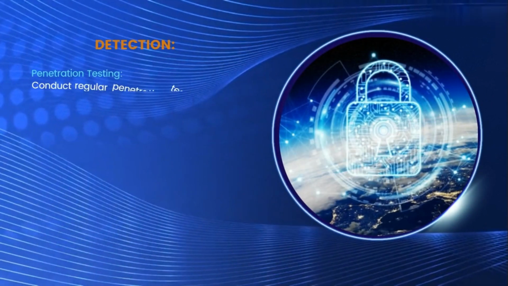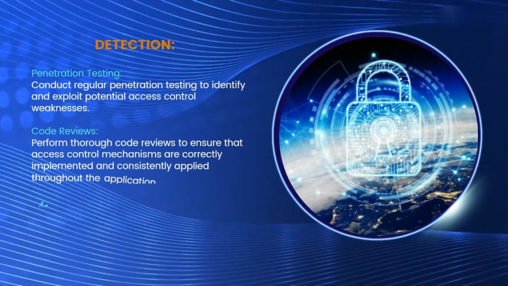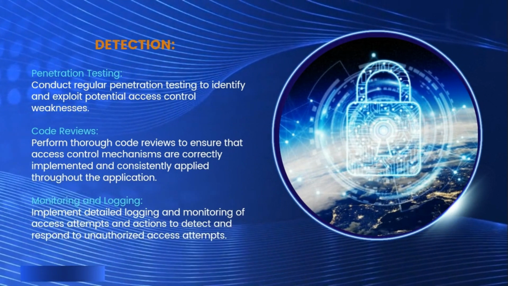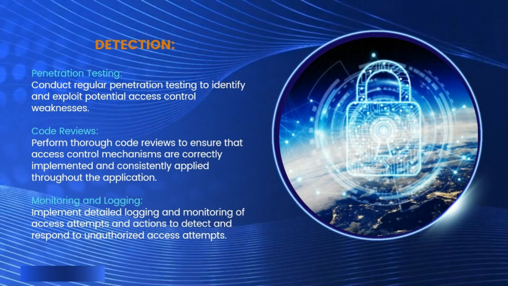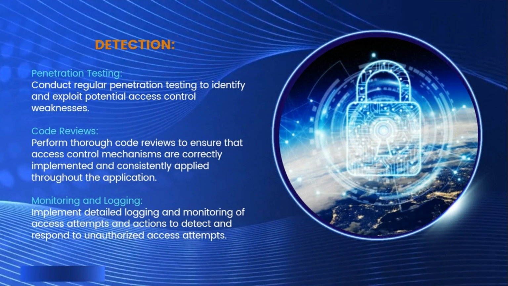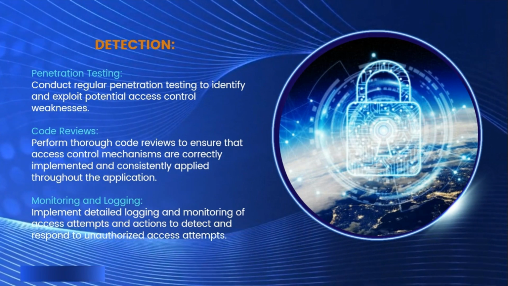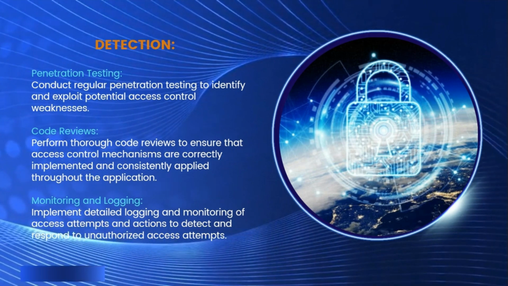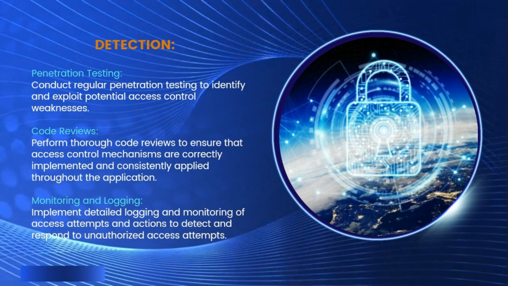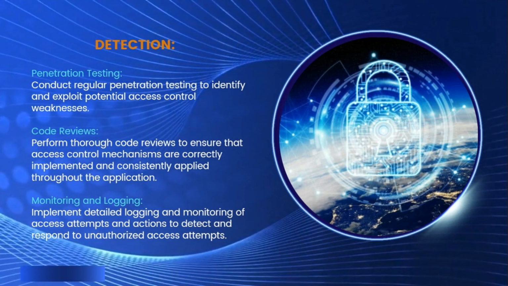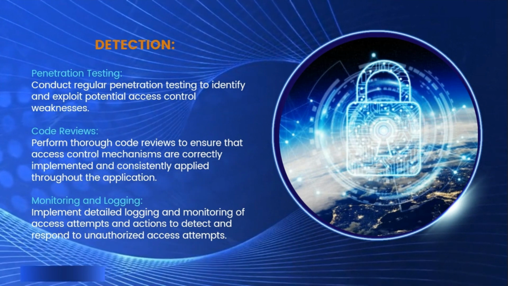Detection: penetration testing. Conduct regular penetration testing to identify and exploit potential access control weaknesses. Code reviews. Perform thorough code reviews to ensure that access control mechanisms are correctly implemented and consistently applied throughout the application. Monitoring and logging. Implement detailed logging and monitoring of access attempts and actions to detect and respond to unauthorized access attempts.